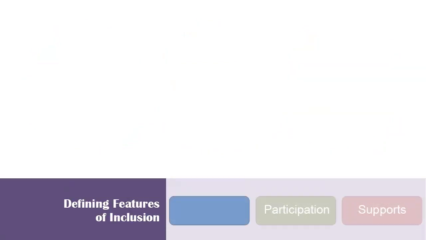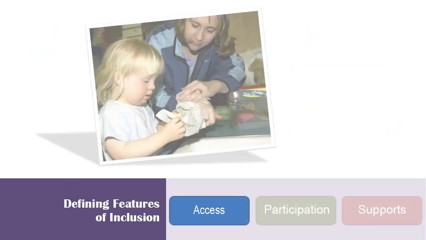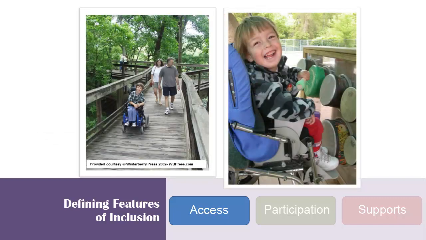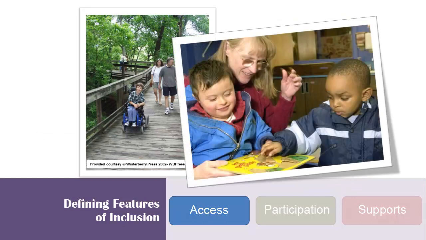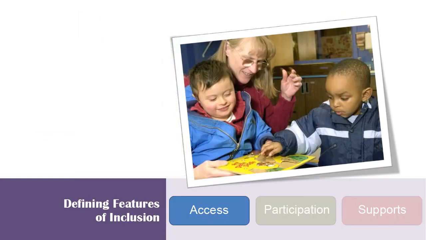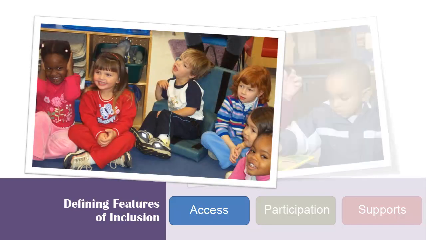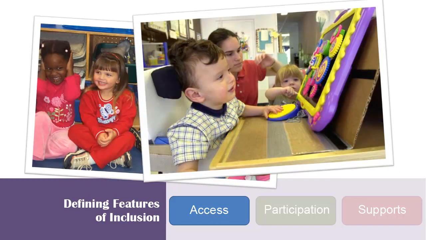The first feature is access. This means providing a wide range of activities and environments for every child by removing physical barriers and offering multiple ways to promote learning and development. In many cases, simple changes to the environment or learning activity can facilitate access for an individual child.